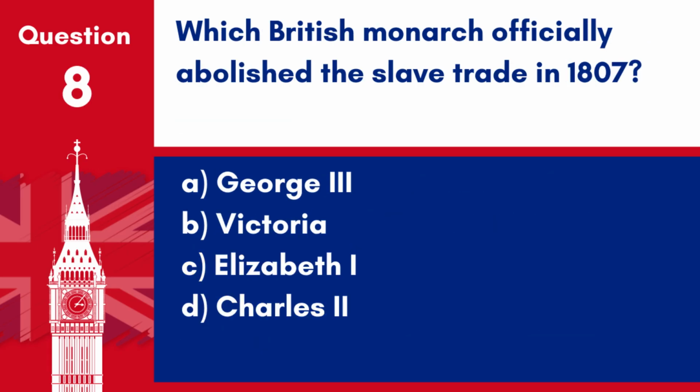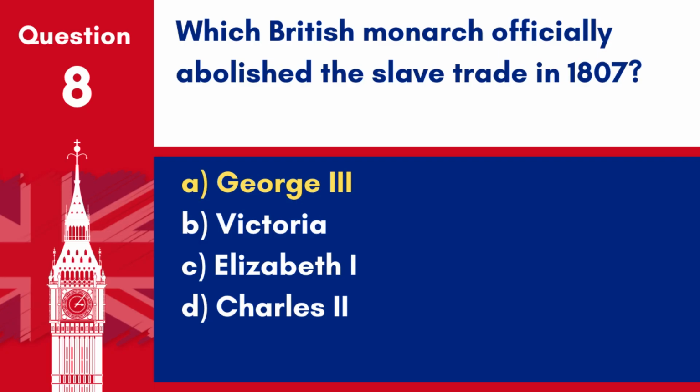Question 8. Which British monarch officially abolished the slave trade in 1807? A. George III. B. Victoria. C. Elizabeth I. D. Charles II.